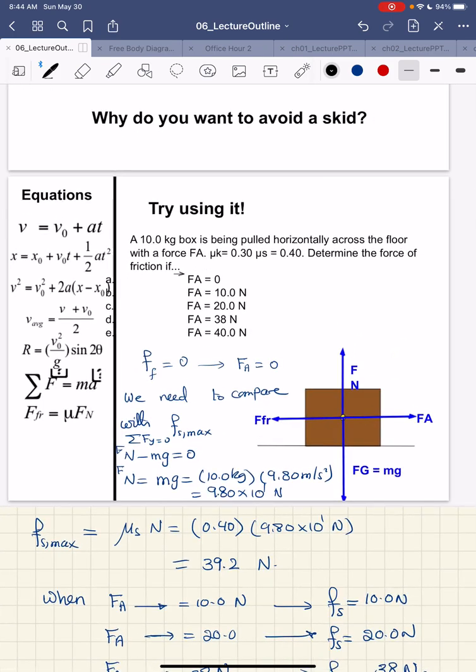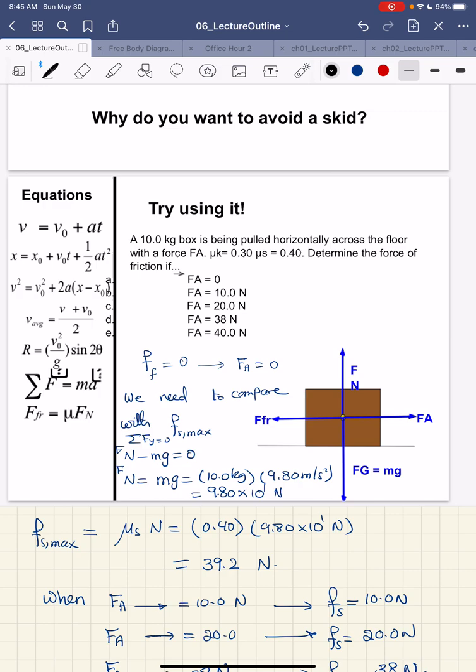In this question, a 10 kilogram box is being pulled horizontally across the floor with an applied force Fa. We are giving you mu k as 0.3 and mu s as 0.4. We want to determine the force of friction if the applied force is 0, if the applied force is 10, and if the applied force is 20, so we are given different values. Of course, when the applied force is 0, the force of friction is going to be 0.